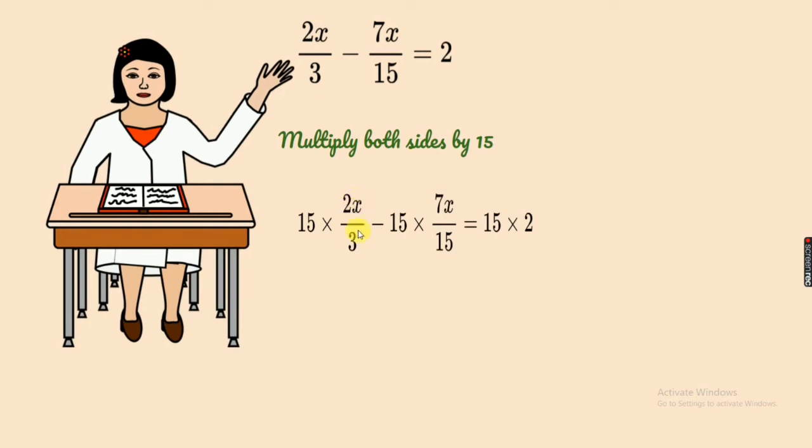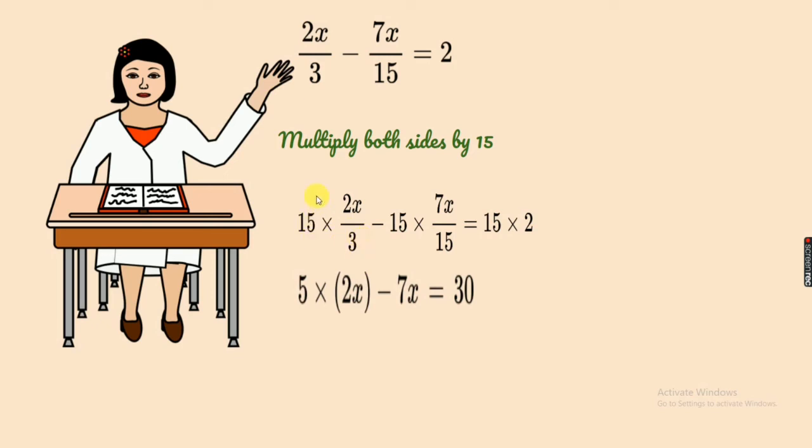15 multiplied by 2x upon 3 minus 15 multiplied by 7x upon 15 is equal to 15 multiplied by 2. Here solving this, 3 ones are 3 and 3 5s are 15, and here 15 got cancelled with 15. So in this way our denominator has gone away.